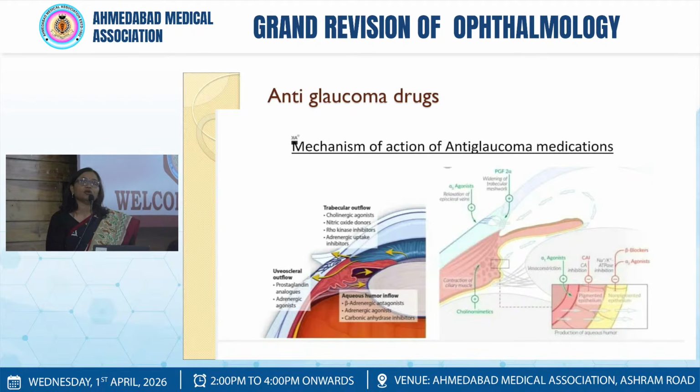Glaucoma occurs because of increased intraocular pressure, which in the majority of cases is due to a decrease in the outflow. If the block is at the pupillary level, that causes angle closure glaucoma, and if it is at the trabecular meshwork level, that causes open angle glaucoma. So the majority of drugs act either by decreasing aqueous production or by increasing aqueous outflow.